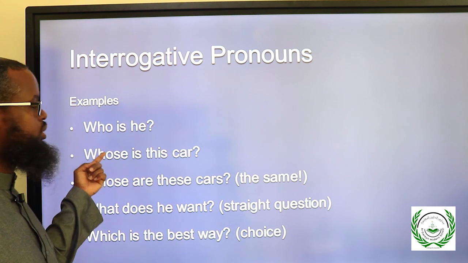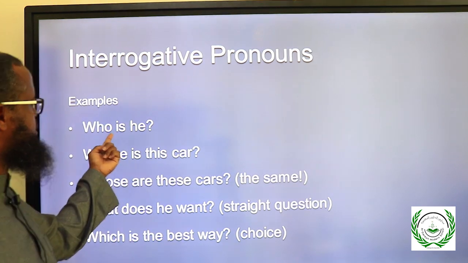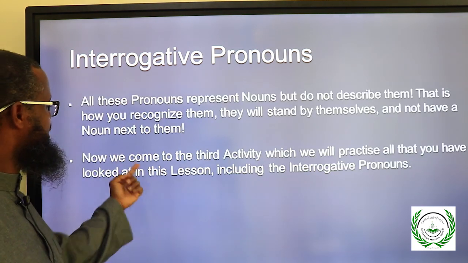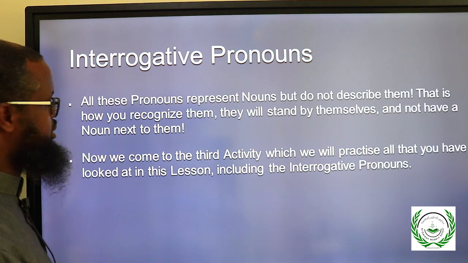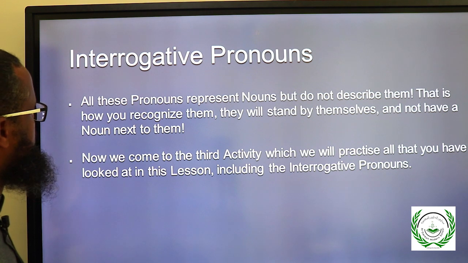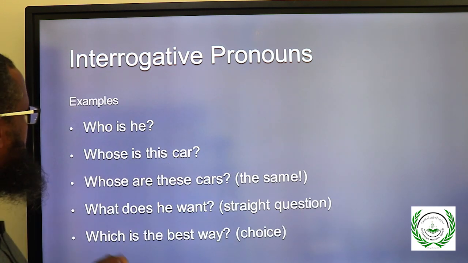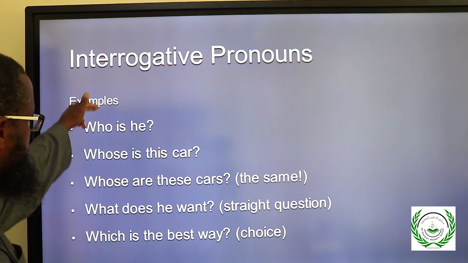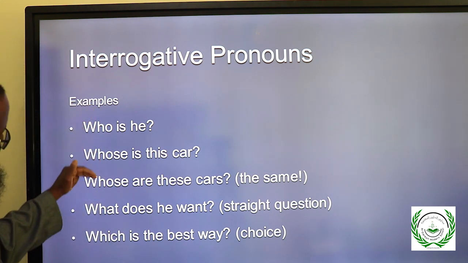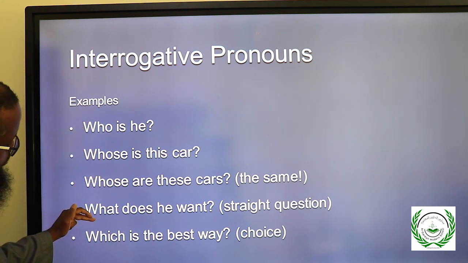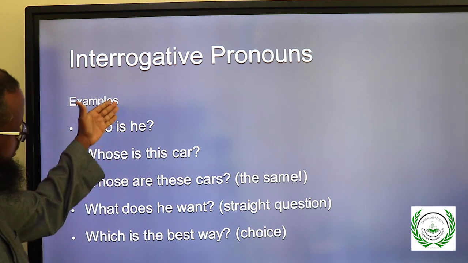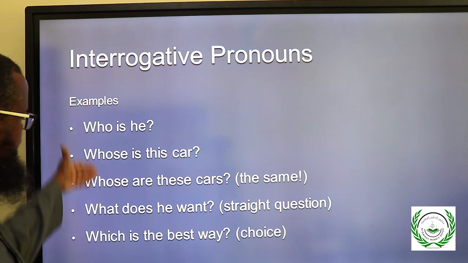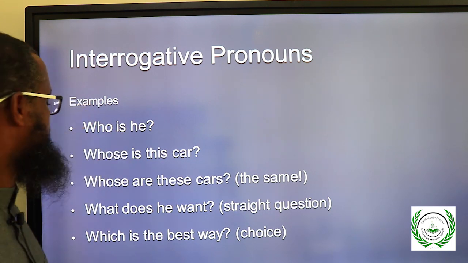Like who, there is no noun following it. So who is he? Whose is this car? Whose are these? No nouns following. These are the interrogative pronouns who, whose, what, which. No nouns following them. So they actually stand alone. Interrogative pronouns stand alone.